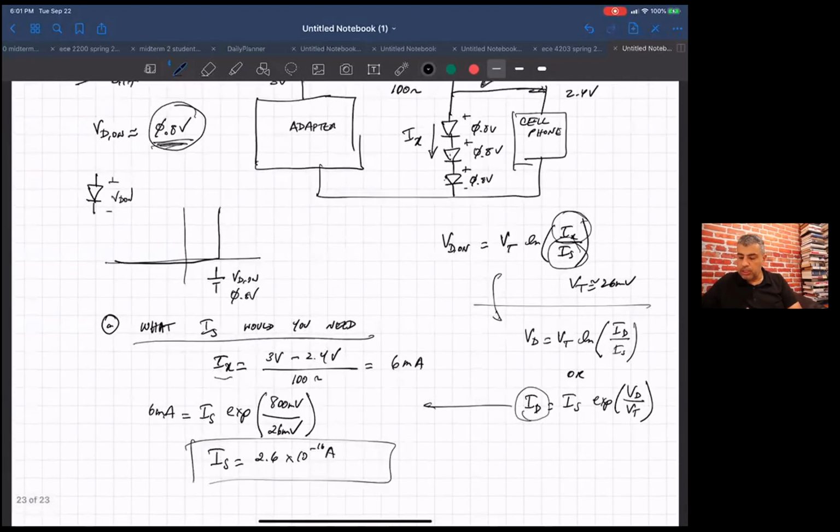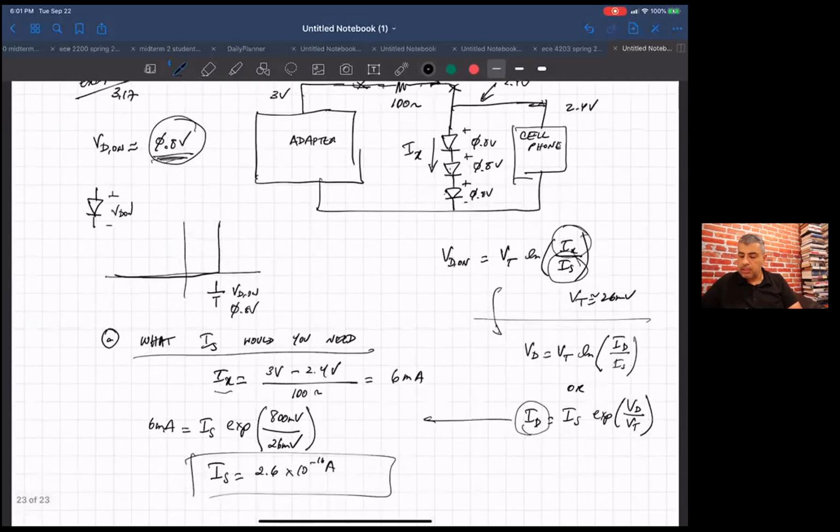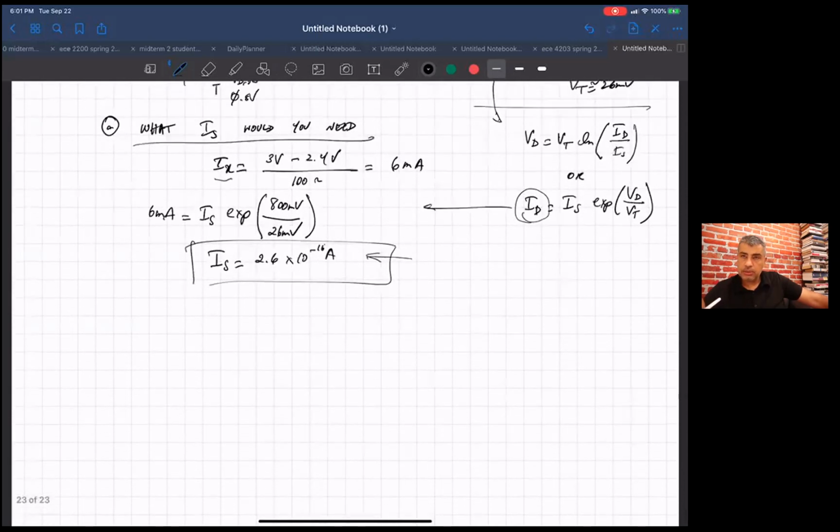So assuming you had a diode with this I sub s characteristic, if you put 6 milliamps of current through this diode, you would have exactly a 0.8 volt VD on, and you put 3 of them in series and you get 2.4 volts. So you're good. Any questions about that? Okay, so far so good. Let's say you did that.